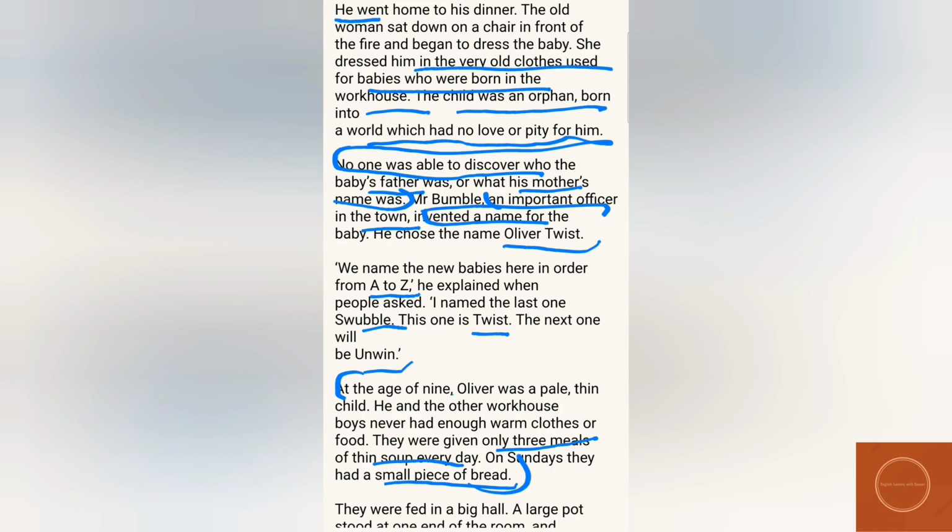So at the age of 9, he was very pale and very thin, and the reason for this was because they never had warm clothes or food. And even if we talk about the food, it was not too good. It was not a balanced diet. It was not fulfilling the basic necessities that somebody needs in food. Only 3 thin meals of very thin soup were given, and on Sundays they only had a small piece of bread.